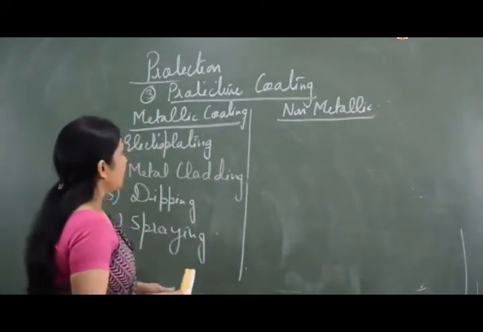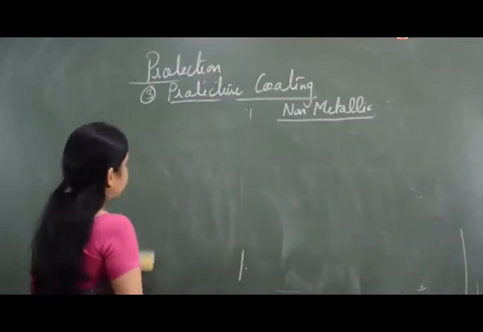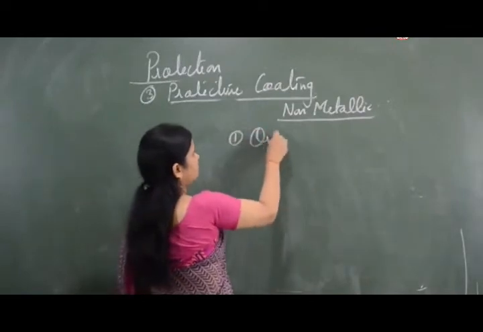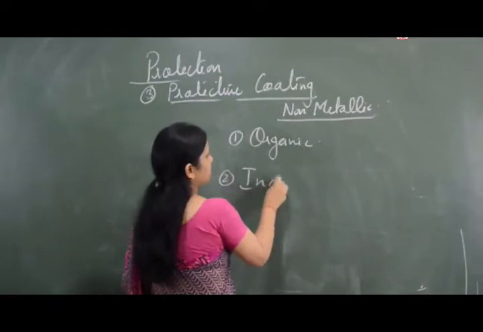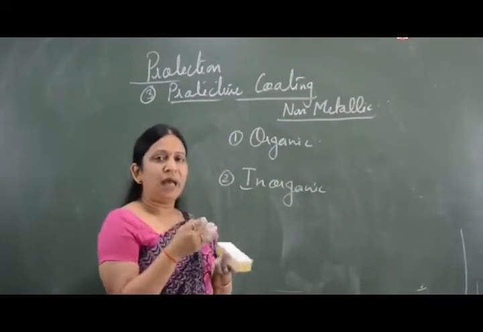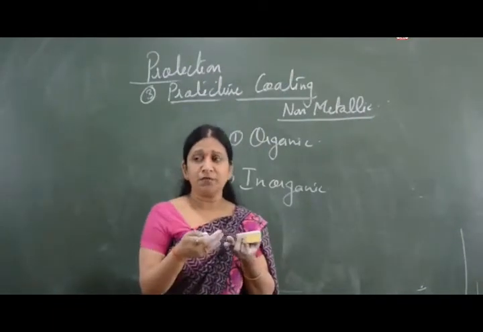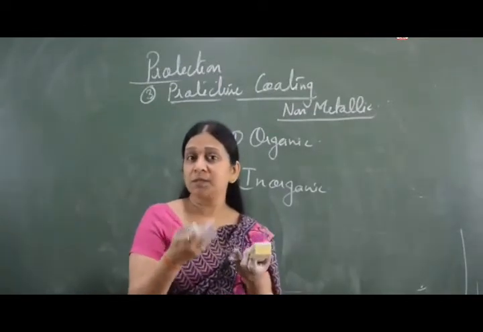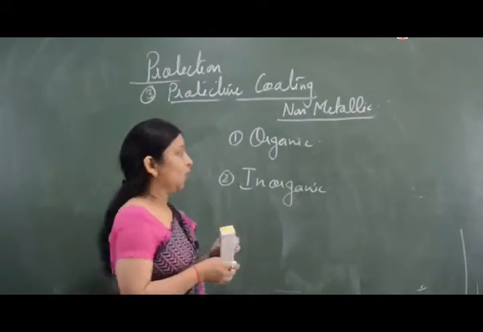So these are different types of metallic coating. Then we come to non-metallic coating. When we talk about non-metallic coating, they are of two types, organic and inorganic. Organic means we apply paints, varnishes and lacquers on the metal surface, which not only protects the metal, but also decorates it. So this is organic coating.